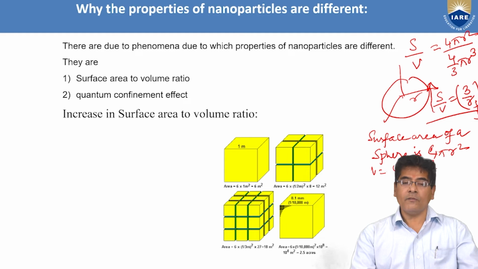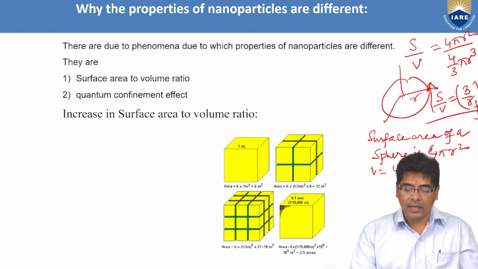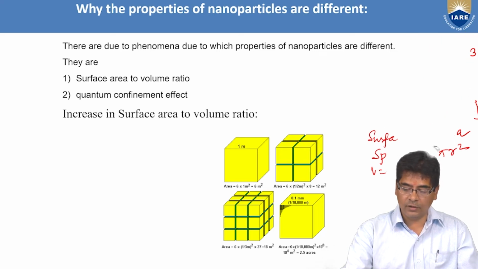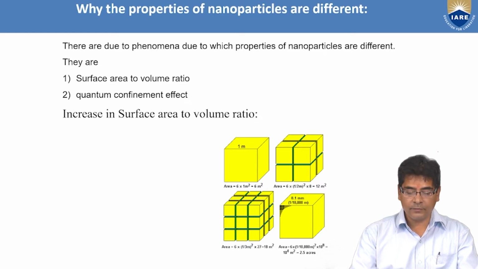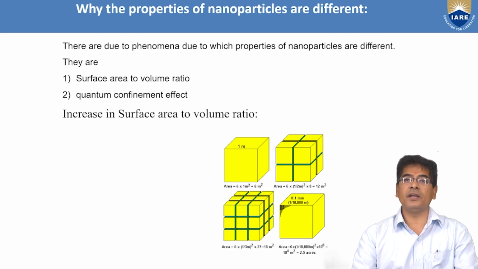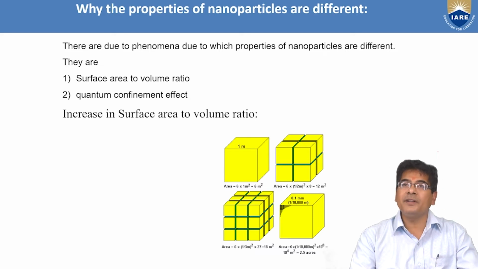Regarding the number of atoms with respect to size, we can give an example: a particle of size 30 nanometer has 5% of its atoms on its surface. At 10 nanometer, 20% of its atoms, and at 3 nanometer, 50% of its atoms. So this is what we explain when we speak about the increase in surface area to volume ratio. The other phenomenon which explains why the properties of nanoparticles are different is the quantum confinement effect.